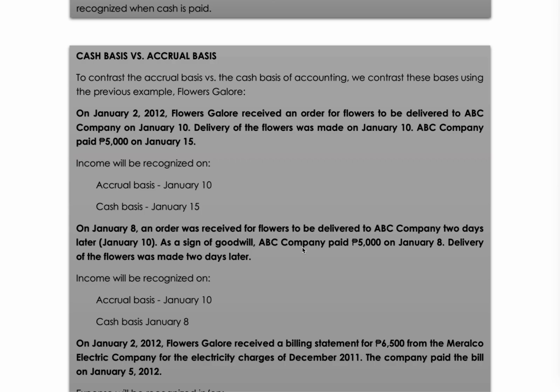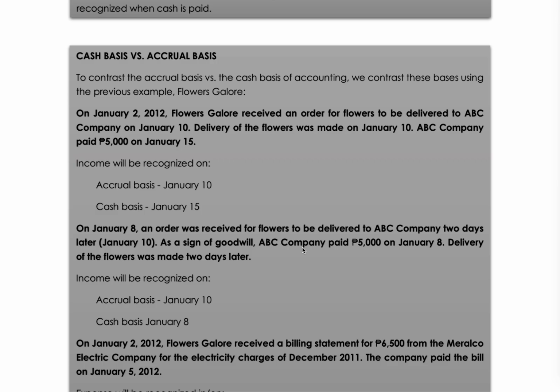Next. On January 8, an order was received for flowers to be delivered to a busy company 2 days later. So, when was the order received? January 8. And when was it paid? January 8 also. As a sign of goodwill, ABC Company paid 5,000 on January 8. Delivery of the flowers was made 2 days later. So, accrual basis of accounting, kailan ang recognition of income? Did it change? No, it's still the same. Because the date of delivery is still the same, January 10. And again, accrual basis is when the goods are delivered or the services are rendered.